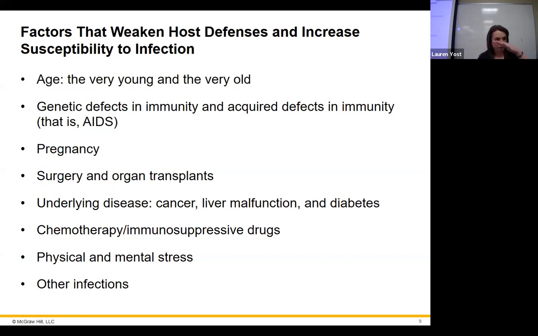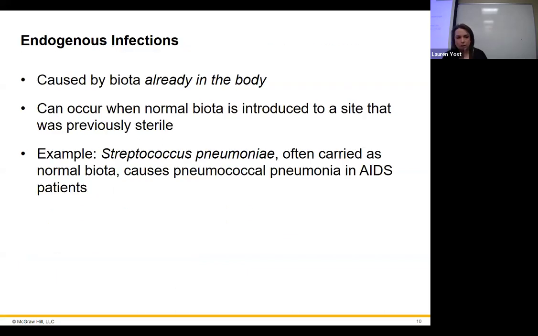So if they are suppressing their immune system on purpose, they're more likely to get sick from other things in the meantime. Underlying diseases like cancer and diabetes, chemotherapy and immunosuppressive drugs for other reasons. If you are on Humira, for example, a lot of times that is prescribed for inflammatory diseases like rheumatoid arthritis, for example. That's just one. But it's an immunosuppressive drug, and that's going to make you more likely to get infections. And then we have physical and mental stress, which I'm sure we are all aware of the fact that if you are getting stressed out physically or mentally, you're more likely to get sick. And then, of course, if you're sick with something else.